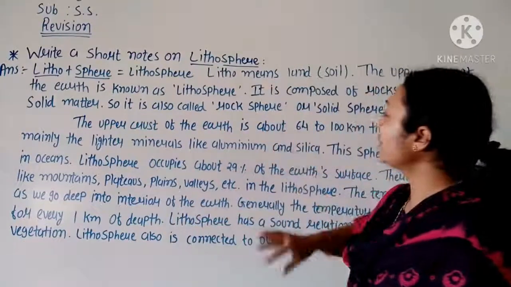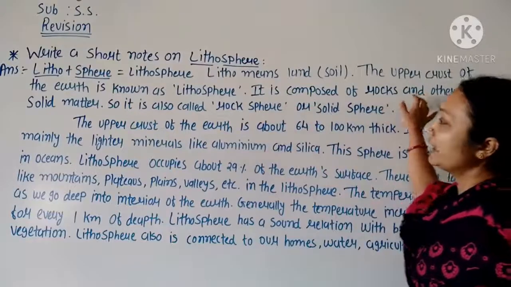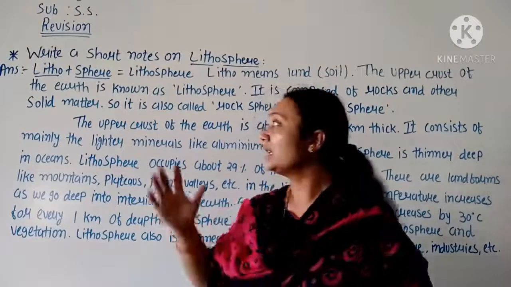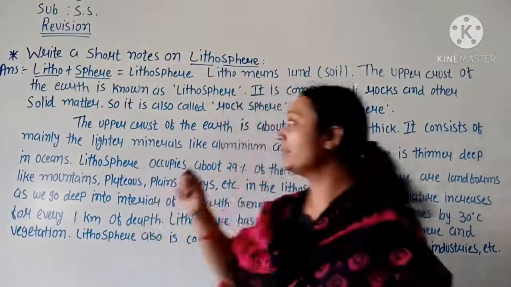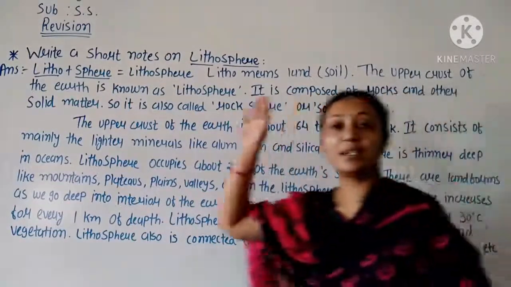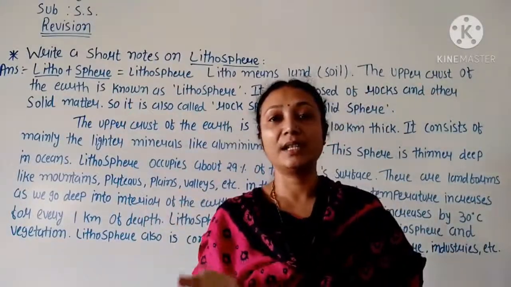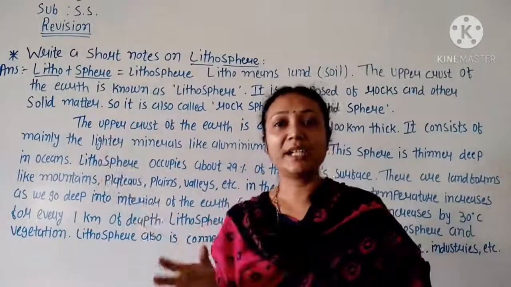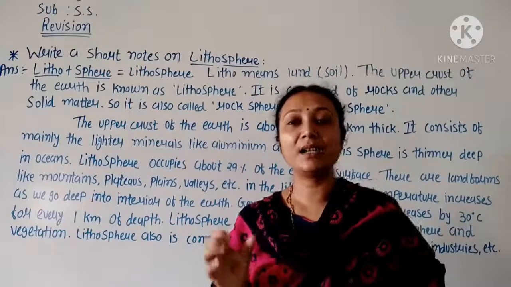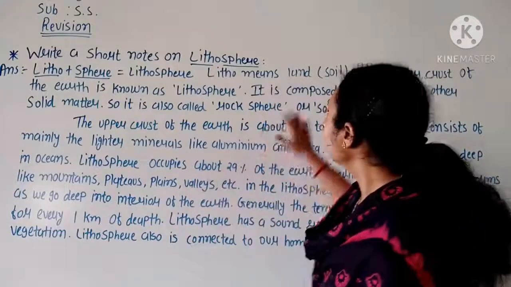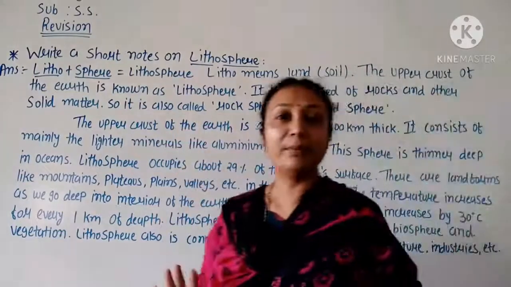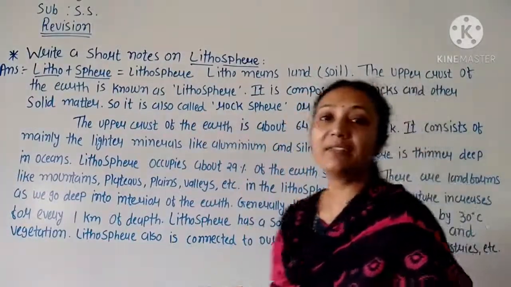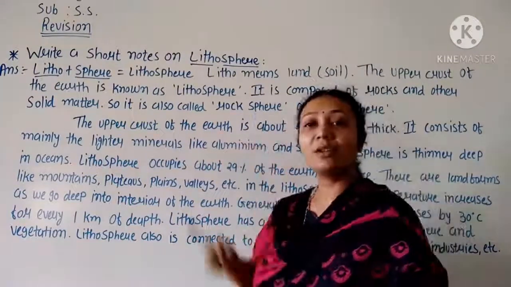Now next one is, it is composed of rocks and other solid matter. So our upper part of the earth, if we know, it is also hard. So how is it made? It is made from solid matter. It is composed of rocks and other solid matter. So the upper part of the earth is full of crust and it is made up of rocks and solid matter. So that part is very hard. Why is our earth's upper layer very hard? Because it is composed of rocks and other solid matters. So it is called rock sphere or solid sphere.